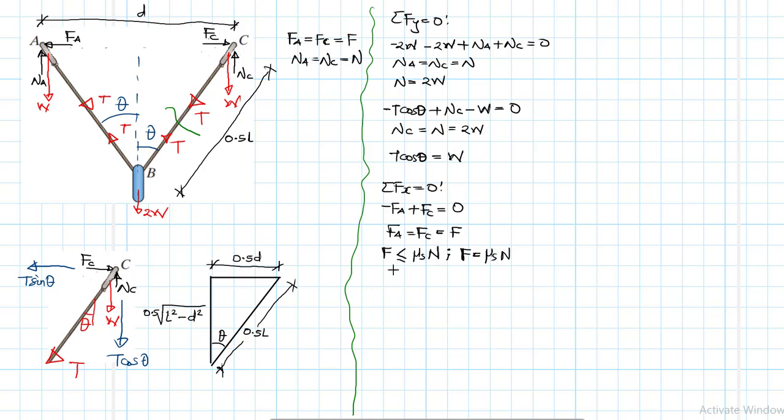So we know what this F is. Okay, it's equal to mu s times n, and we know what this n is. Therefore, this is equal to mu s times n, which is 2W, so 2 mu s W, right? So F is equal to 2 mu s W, right? Remember this n here. Is that fine? Great. Okay.